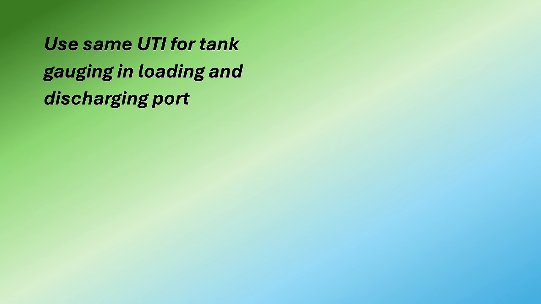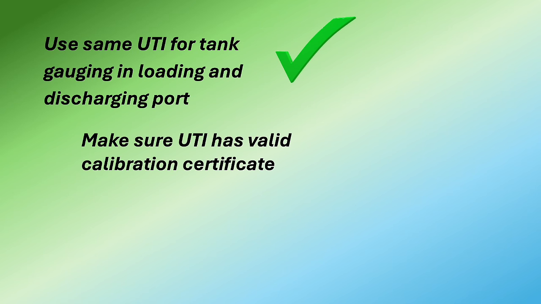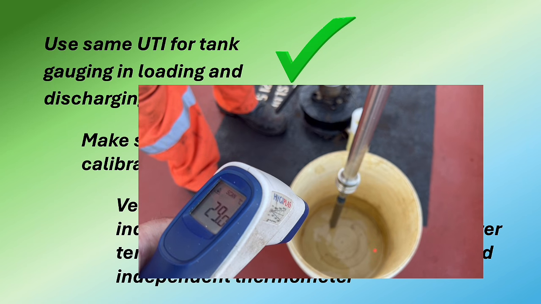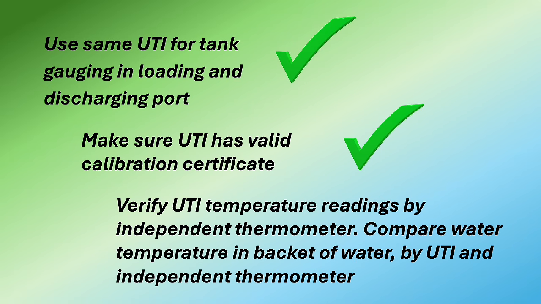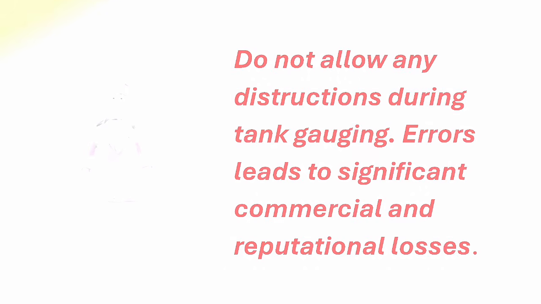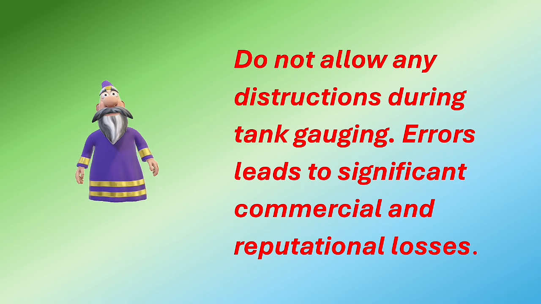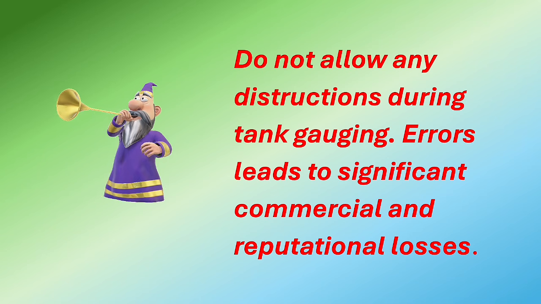Use the same UTI for tank gauging in the loading and discharging port. Make sure the UTI has a valid calibration certificate. Verify UTI temperature readings with an independent thermometer. Compare water temperature in a bucket of water by UTI and independent thermometer. Do not allow any distractions during tank gauging. Errors lead to significant commercial and reputational losses.